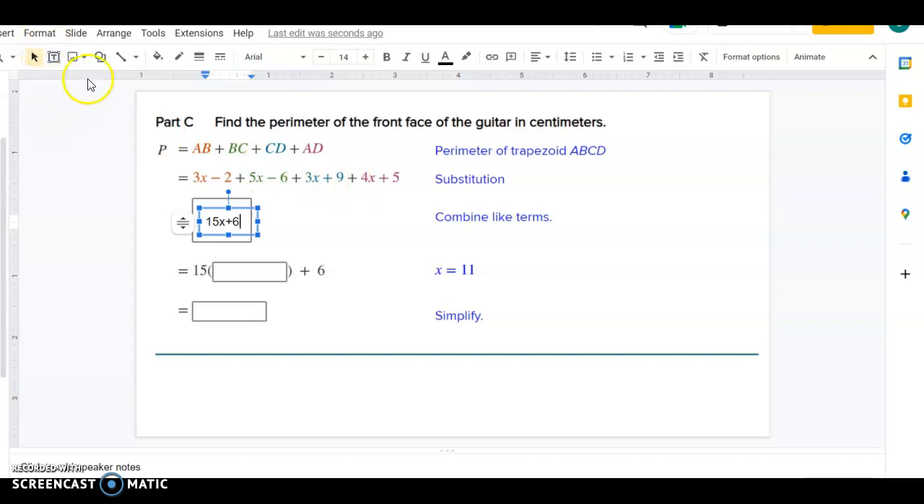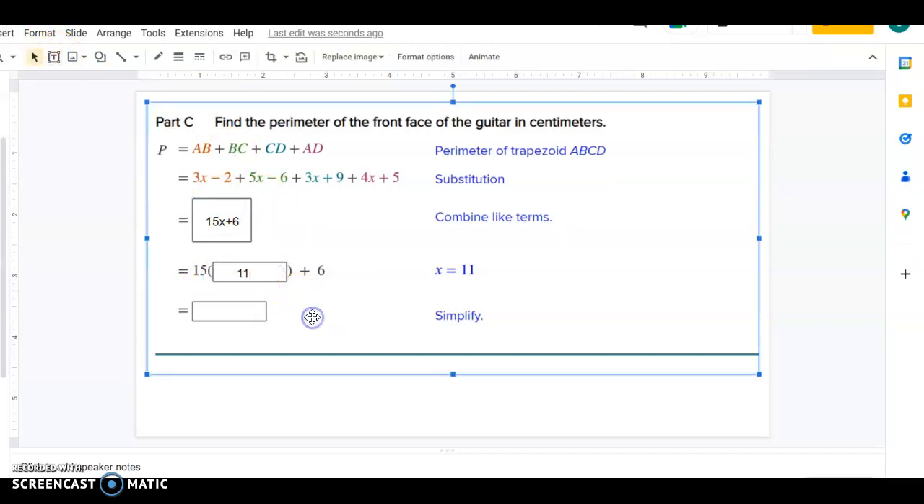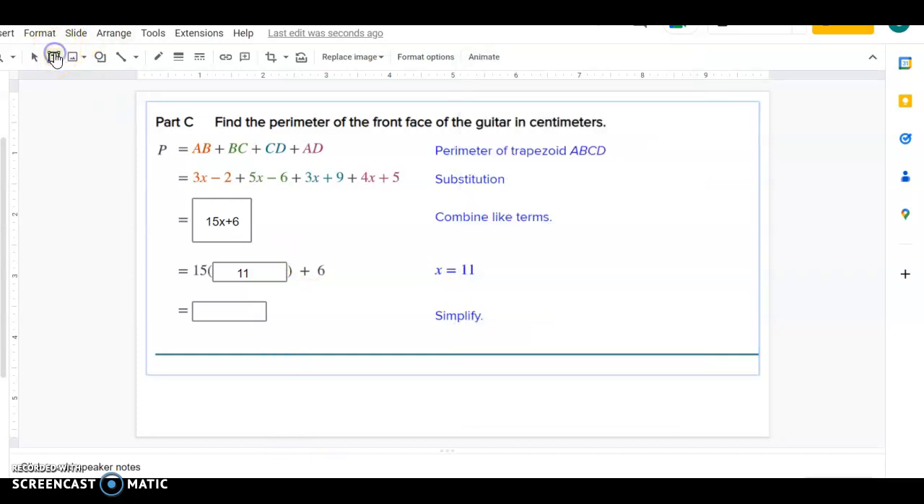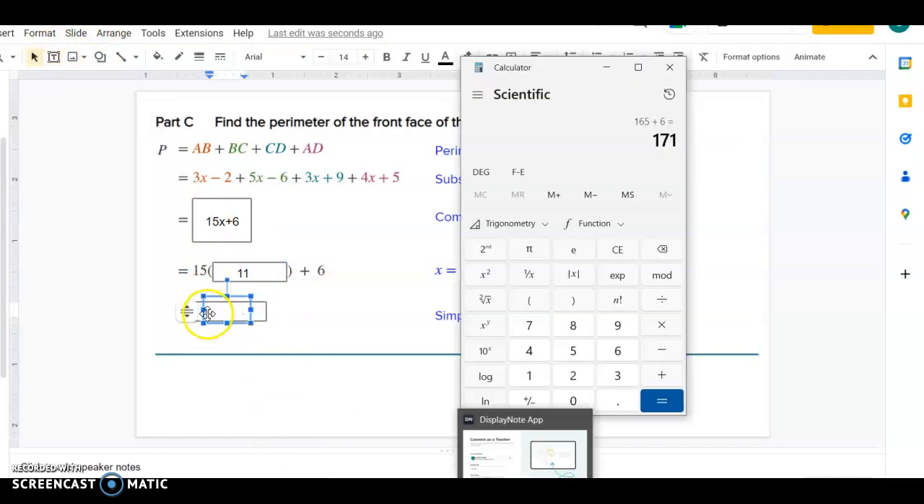So then I'm going to plug in. We found previously that x equaled 11. So then I'm just going to plug in and see what I get. So I'm going to do 15 times 11 plus 6. So my perimeter of my guitar would be 171.